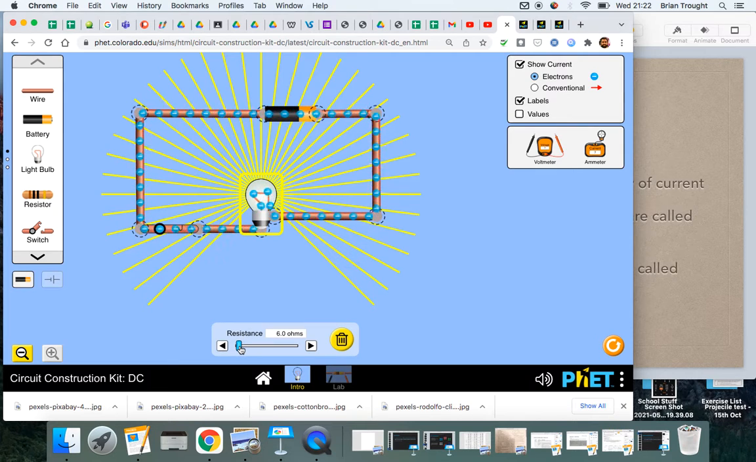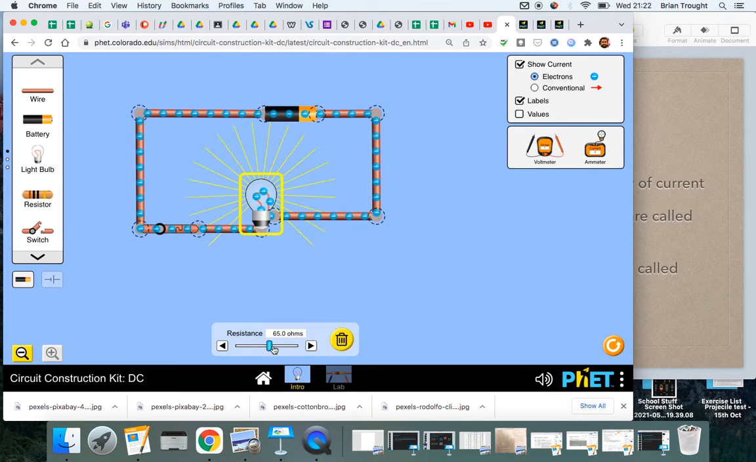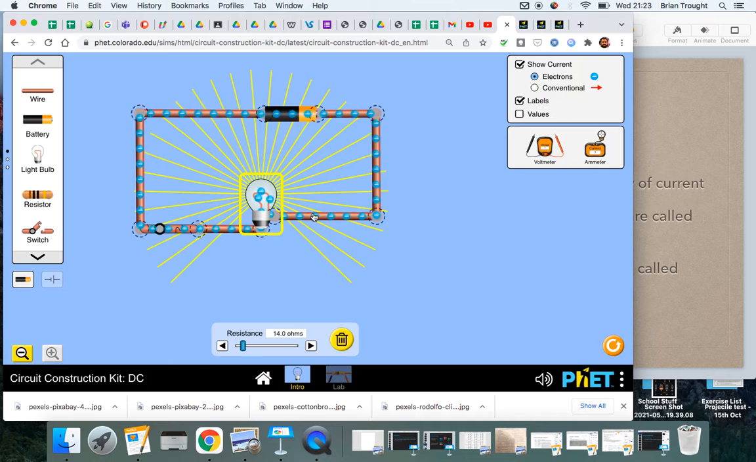Okay. The other thing to keep an eye on is as the resistance increases, the bulb is dimmer, and that's because the current is flowing at a slower rate, and that current carries less energy when it's traveling slowly as opposed to when it's traveling quickly. So when it's traveling quickly, it brings a lot of energy with it, so the bulb will be bright.